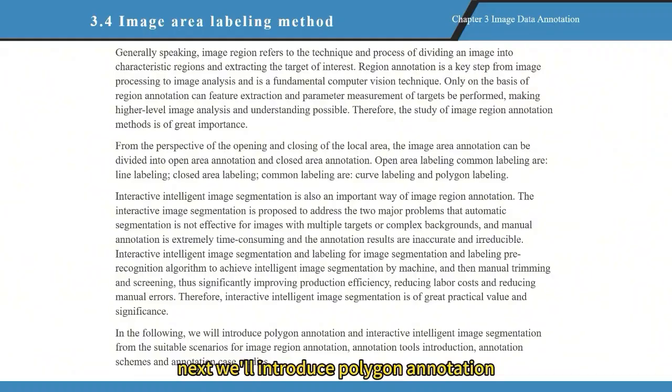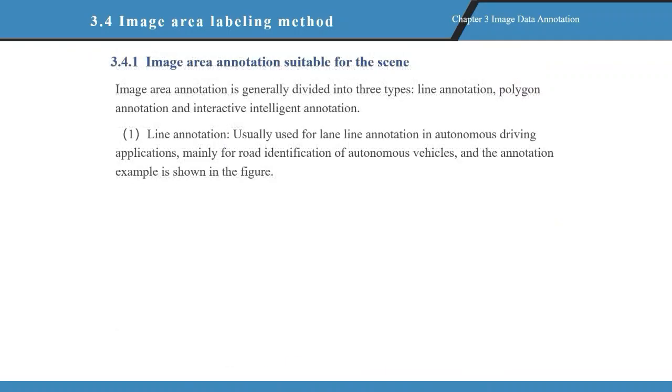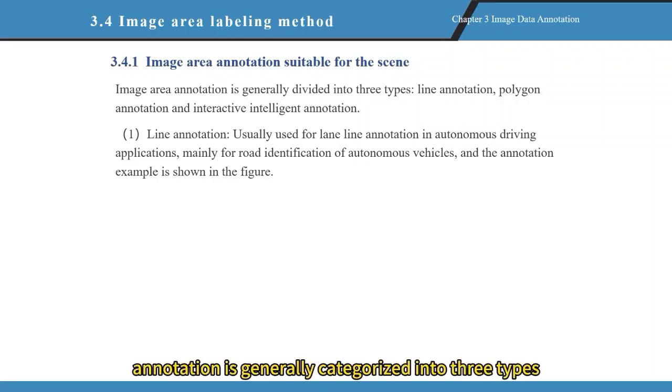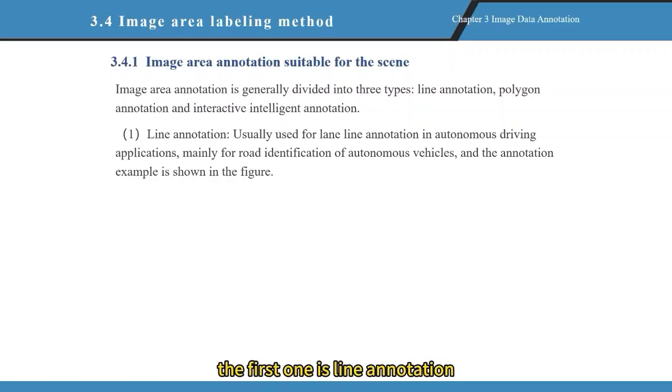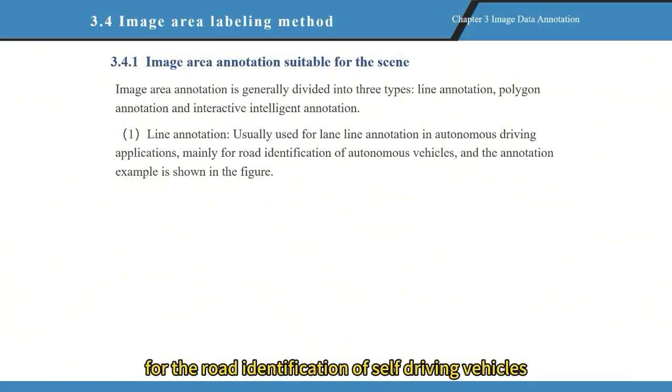Next, we'll introduce polygon annotation and interactive intelligent image segmentation in terms of suitable scenarios, annotation tools, annotation schemes, and case studies. Image area annotation is generally categorized into three types. The first one is line annotation. It is often utilized for lane line annotation in autonomous driving applications, mainly for the road identification of self-driving vehicles. An annotation example can be seen in the figure.